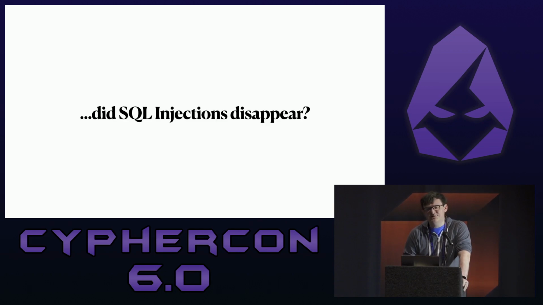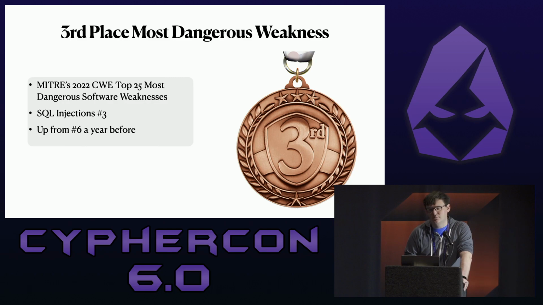The organization MITRE keeps track of the CVE database, common vulnerabilities and exposures, which lists all the software security vulnerabilities in applications. And as part of this, they did a report in 2022 to see what were the most common weaknesses found in these things. And SQL injection was 3rd place. And this was actually up from 6th place.